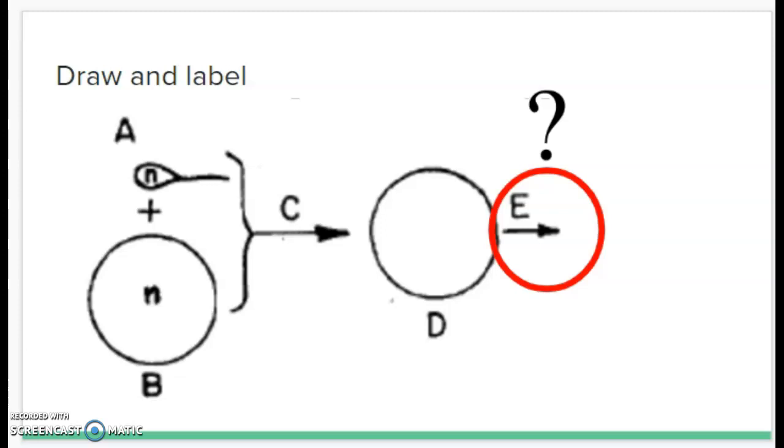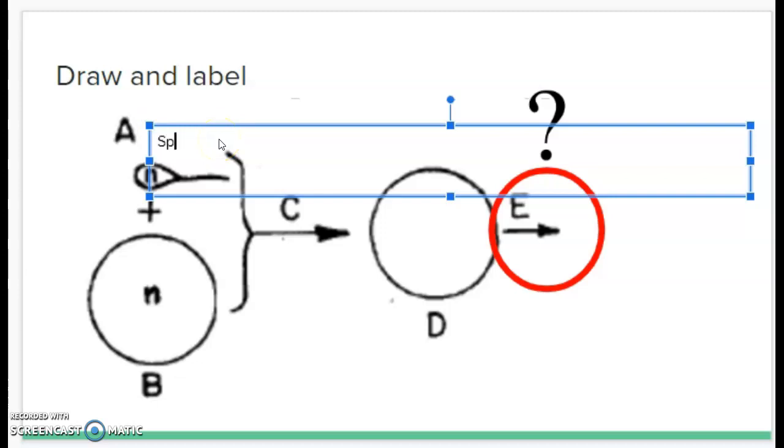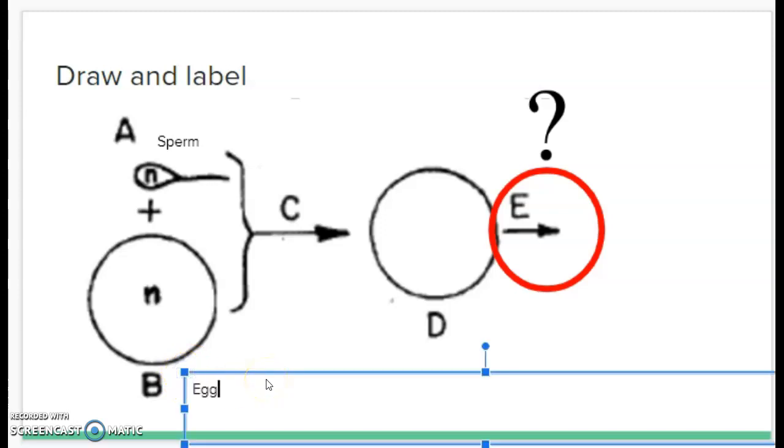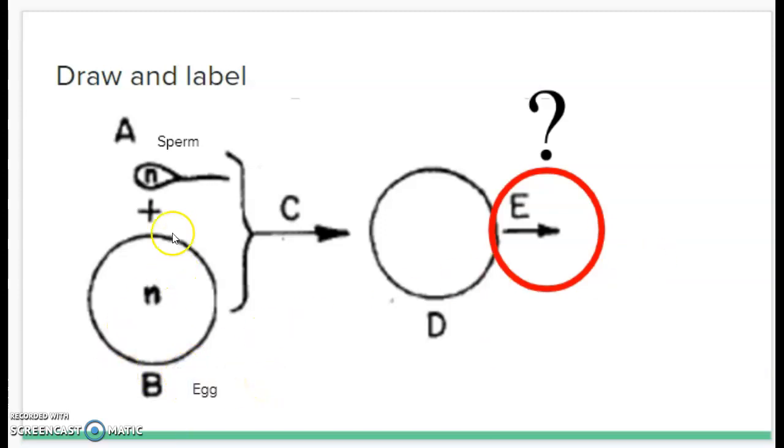Okay, so if we look at this picture, this is what we've talked about so far. If we look at A here and were to label that, hopefully you would get that that is the sperm. And then B would be the egg. If you also see this letter N in here, N is the number of chromosomes that are in each of those. So for humans, that would be 23.